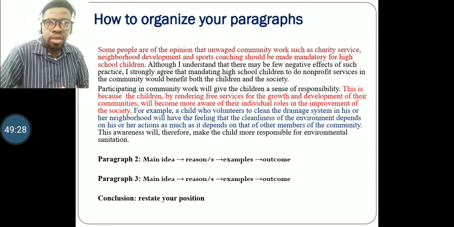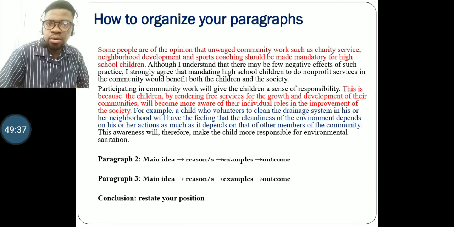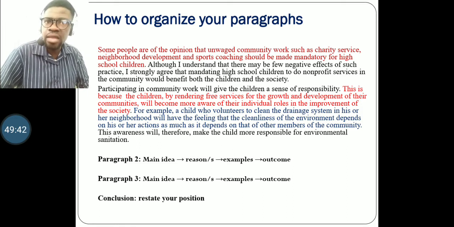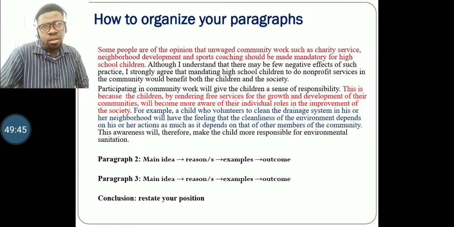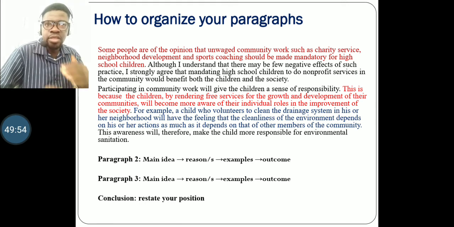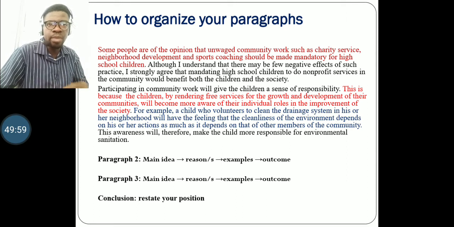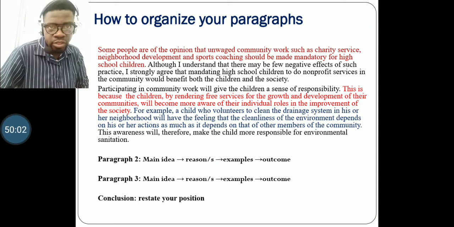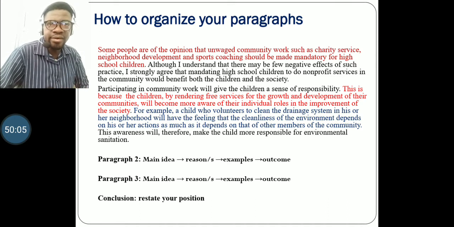If I choose to agree, remember the points we got for agreement. If you want to agree, you're saying the children will be responsible by participating in community service. They will learn valuable life skills, and they will grow up as people who have a sense of charity. Now, each of these points will make a paragraph, and you will follow the same pattern we've just mentioned here. Main idea, reasons, examples, and outcome.